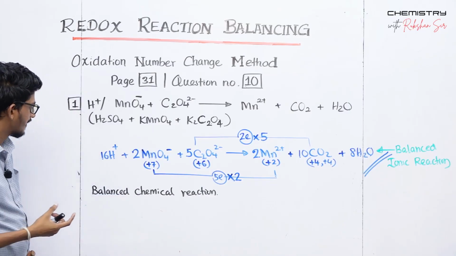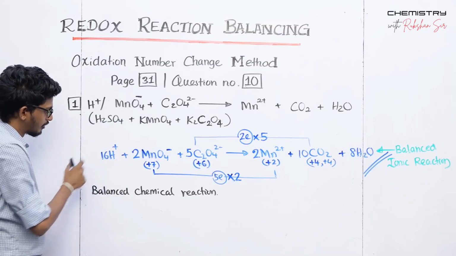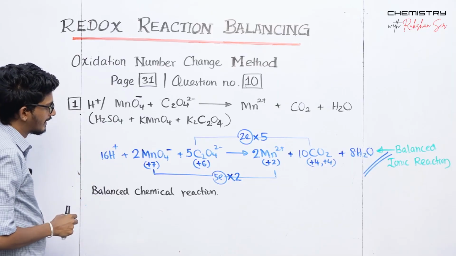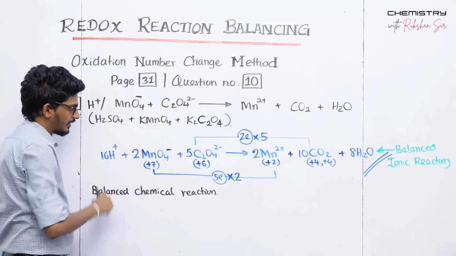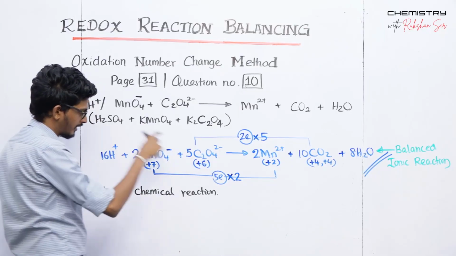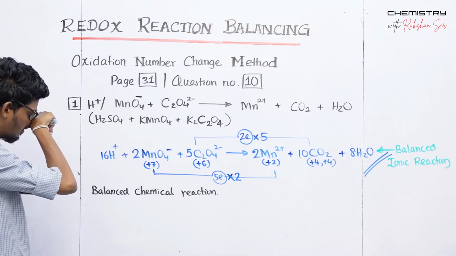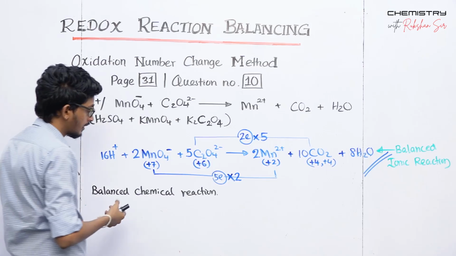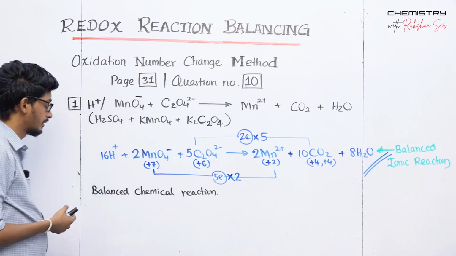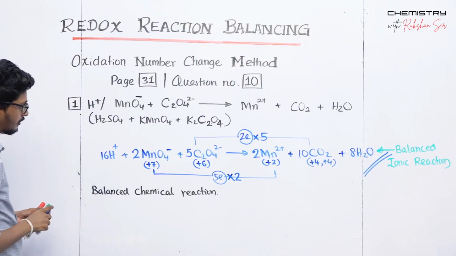They are saying that the H2SO4 is used to provide the acidity, to provide the H pluses to the medium. KMnO4 is used to provide the MnO4 minus ions to the medium, and potassium oxalate is used to provide the oxalate ions to the medium, right? Let's use those chemicals to come up with the balanced chemical reaction. Okay, let's do it.